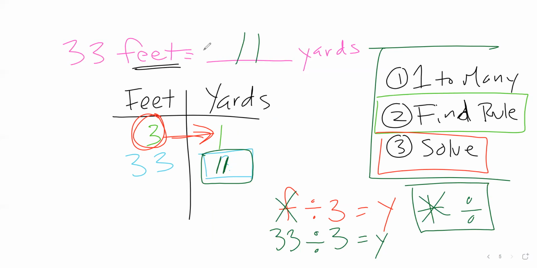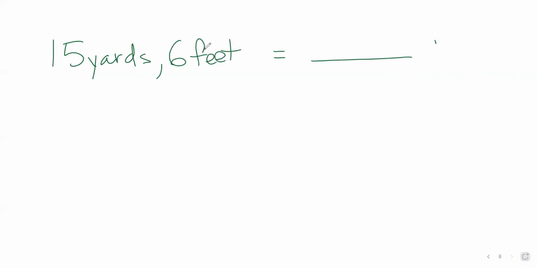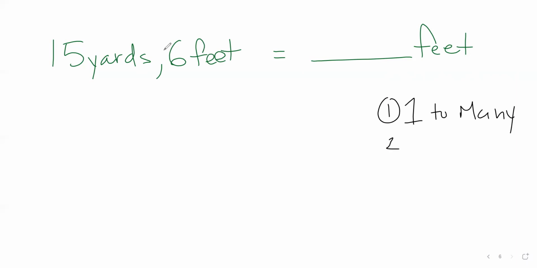Okay. And this one, all I want to show is that sometimes it gets a little more complex. In fact, what we're gonna say is we have 15 yards and 6 feet. And we want to know how many feet that is. You're going to see this. This is often something that can be tricky where they kind of mix them up a little bit. Now, the steps aren't going to change. We're still going to find our one to many. And then we are going to find our rule. And then we're just going to solve.